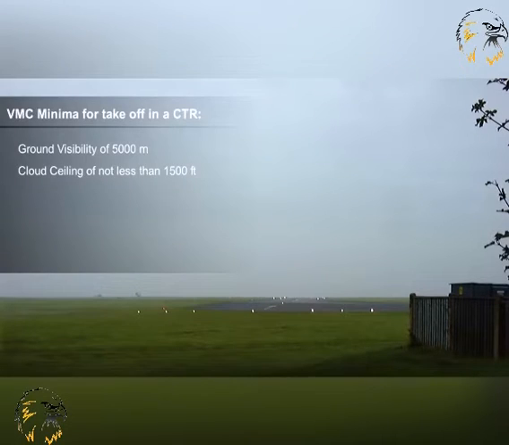metres. You must remember that the VMC minima for takeoff from an aerodrome in a CTR are a ground visibility not less than 5 kilometres and cloud ceiling not less than 1,500 feet. The criteria for the type of procedure to be employed are defined in terms of RVR and the limit to which the pilot is permitted to descend.